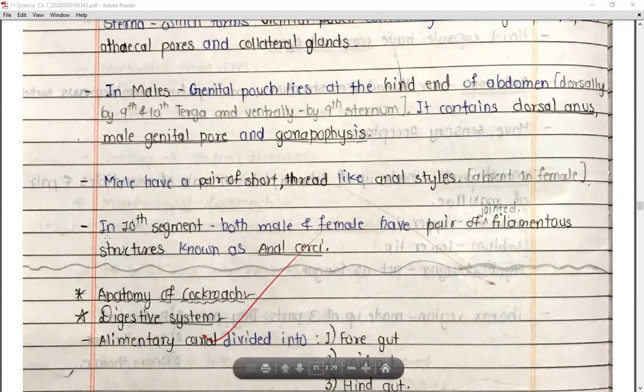So before going on, let's see what the anal cerci are. In the 10th segment, both male and female have a pair of jointed filamentous structures, which are known as anal cerci. That means there are several filaments joined to each other, and they are known as anal cerci, right? So if it is a male, then both anal cerci and anal styles will be present. But when it is a female, then only anal cerci are present.